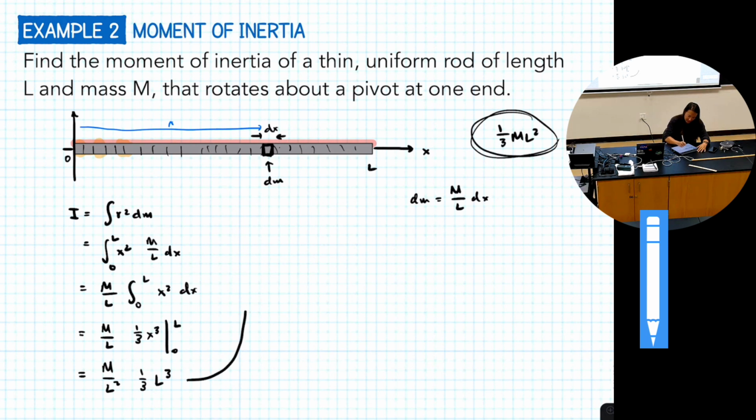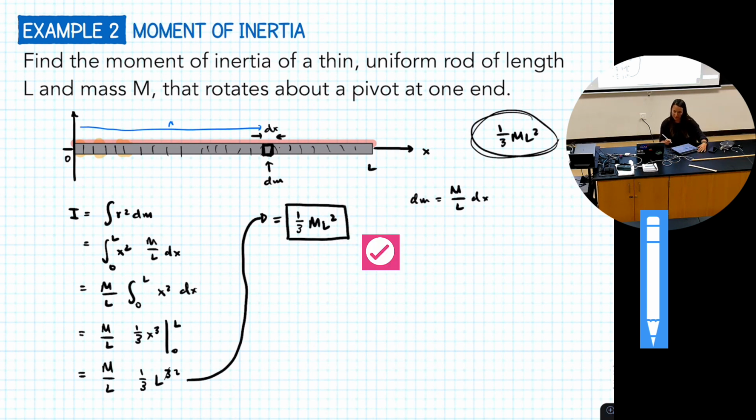You plug in our limits of integration, so we get m over L, times 1/3 L cubed. Let me just move this up. Two of these are going away, and all of these are going away. So we get 1/3 mL. I lost something. Oh, that wasn't squared, that's why. So this becomes a 2. Yeah, it's 1/3 mL squared. Is this what we were expecting to get? Yeah. Okay. Any questions about that?